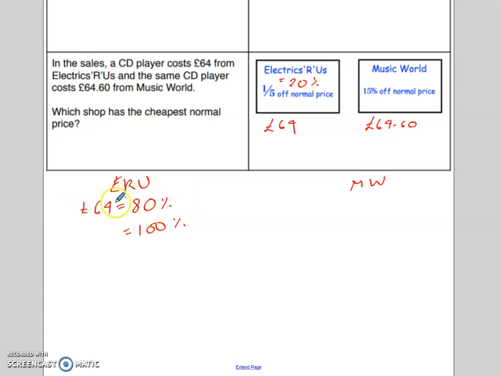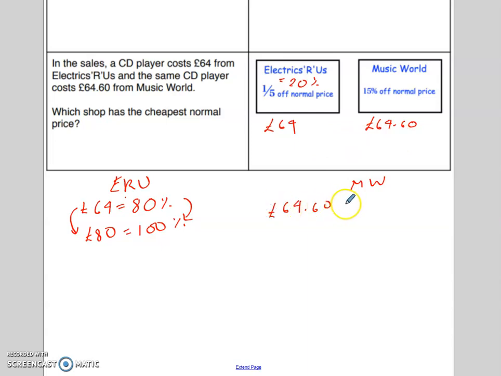We would either divide by a number that goes into 80 and 100, so by 20, for example, and then times by 5, or you could just divide it by 80 and times by 100. Okay, whichever way works for you. This is something that I'm quite confident we know how to do. Okay, so that will give me £80 as my original price.